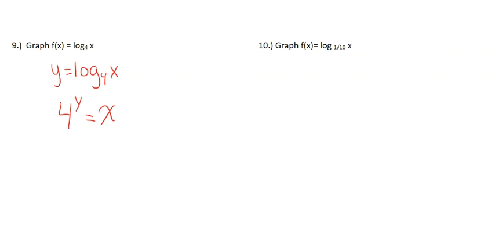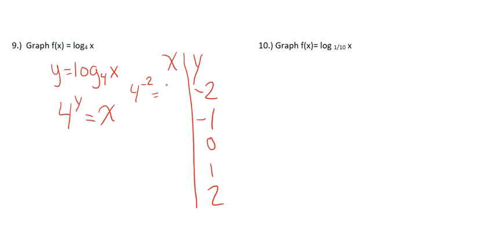From here, what you would do is make a t-chart just like we did before. But this time, instead of putting values in for x and solving, you'll put in values for y. So I'll go from -2 to 2. If I put in -2 for y, that's 4 to the -2nd, which is 1 over 4 squared, which is 1/16. For the -1st would be 1 over 4.